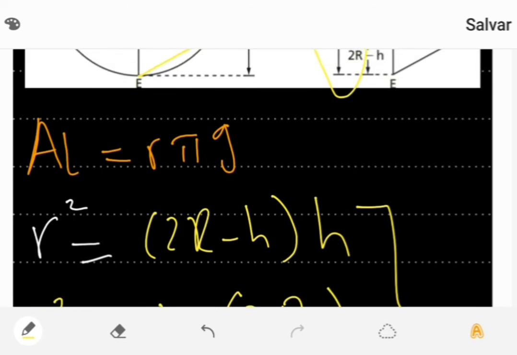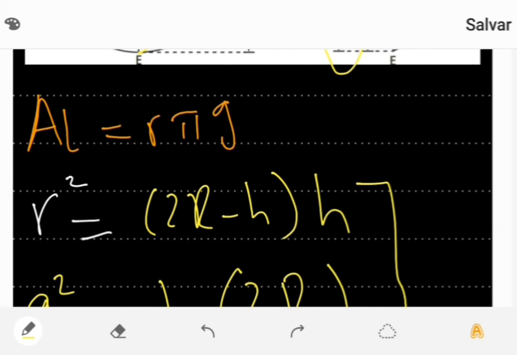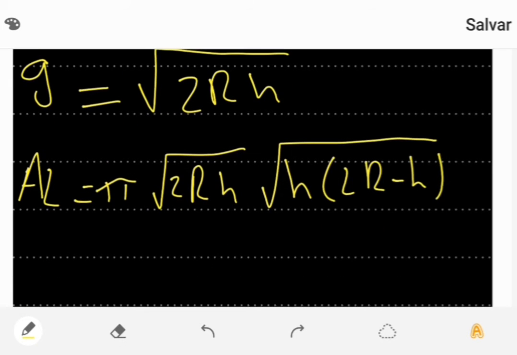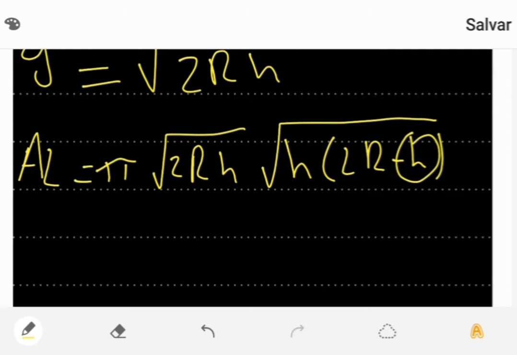So why did we do this? Look, this is the same thing. I just put the value of r and G. Why did we do this? Because now we have only H as a variable. The big R is not a variable, as I said.